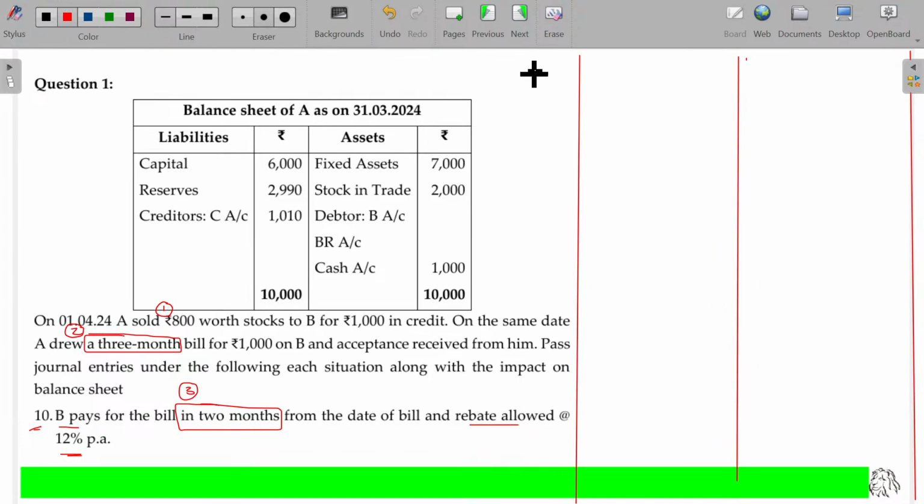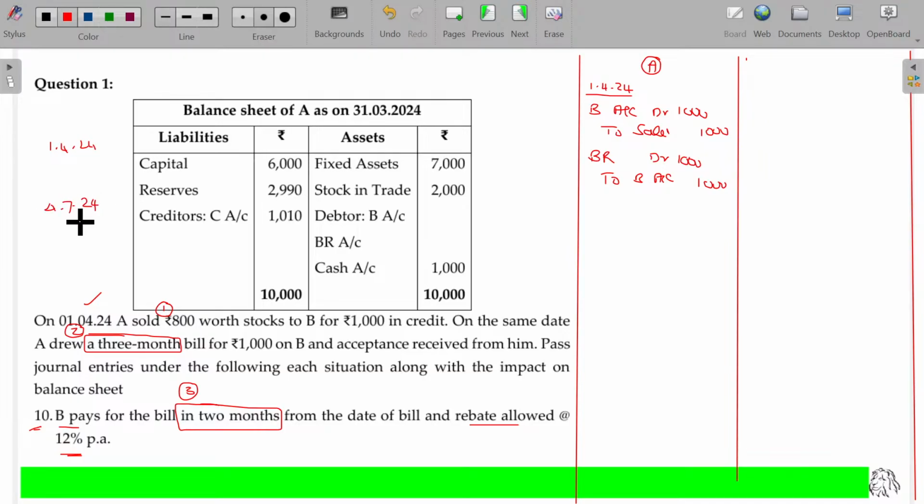In the books of A, 1/4/24, sales happens. The entry being B account debit to sales, value being 1000. On the same date, BR is drawn. BR account debit to B account, this value being 1000, but the maturity date being 3 months from 1/4/24. So 4/7/24 is the maturity date.